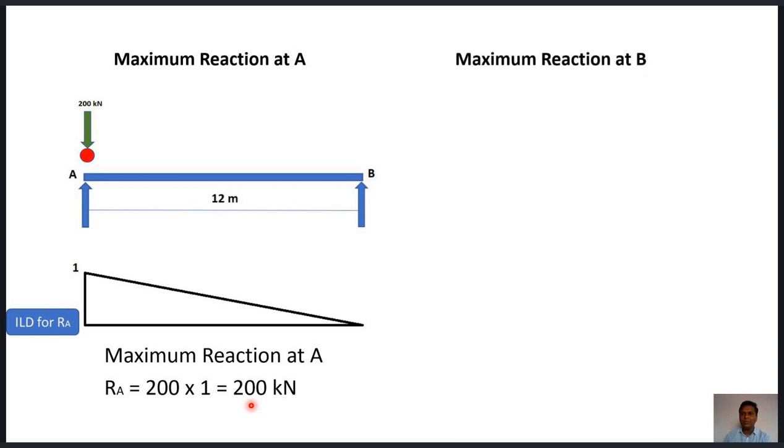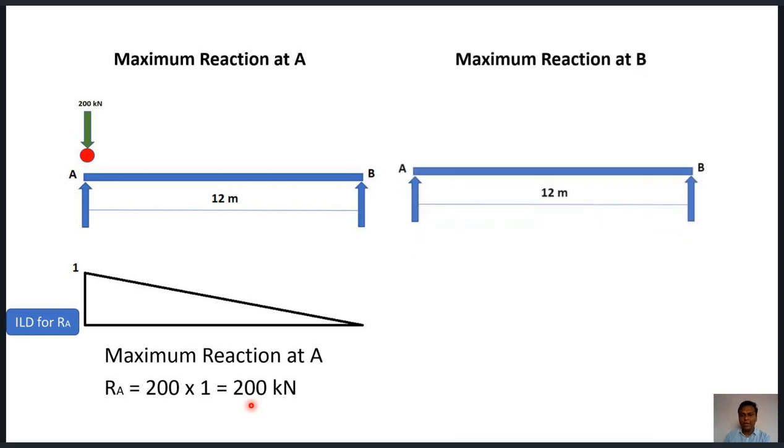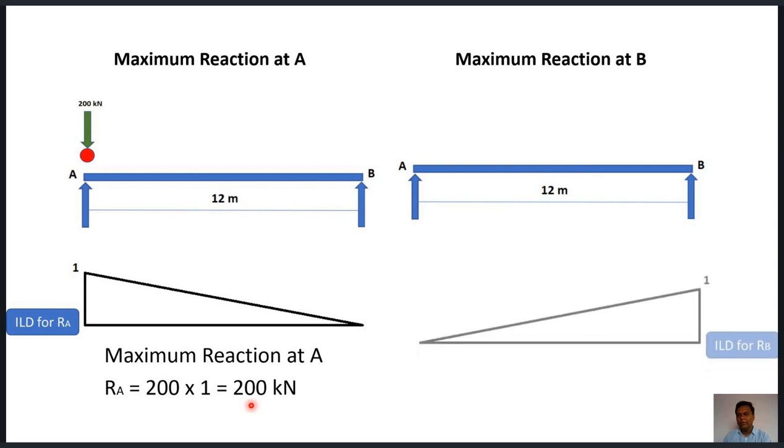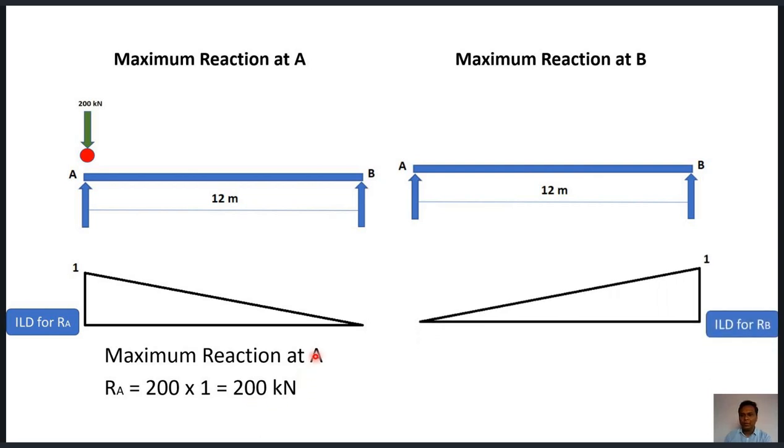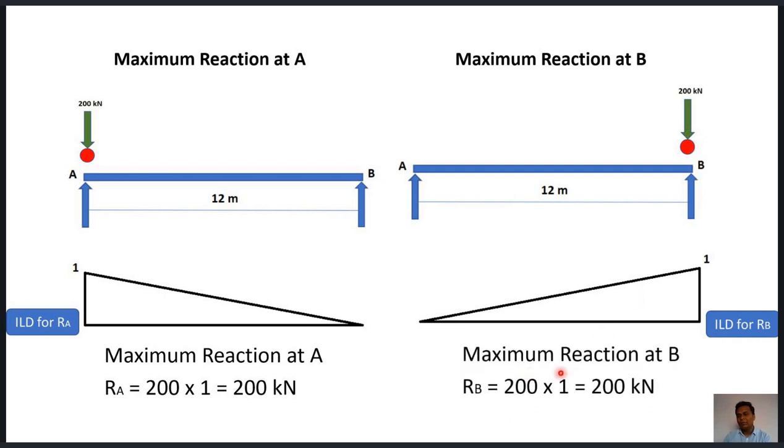Now let us go for the maximum reaction at B. Similarly, to find the maximum reaction at B, we need to again draw the influence line diagram for reaction at B. So this is the influence line diagram for reaction at B, which varies from 0 to 1. As it varies from 0 to 1, we can observe that the maximum ordinate, which is equal to 1, is exactly at B. So in order to get the maximum reaction at B, we need to place 200 kilonewton exactly at B. So in this case, the maximum reaction at B is equal to 200 into 1, that is equal to 200 kilonewton.